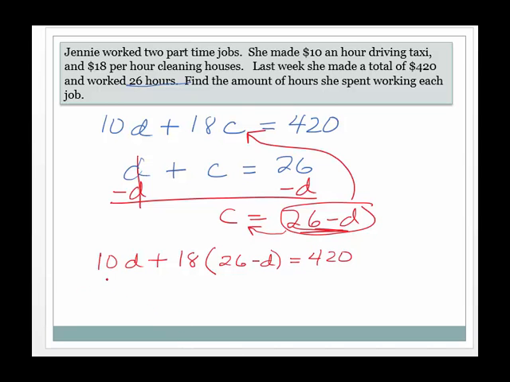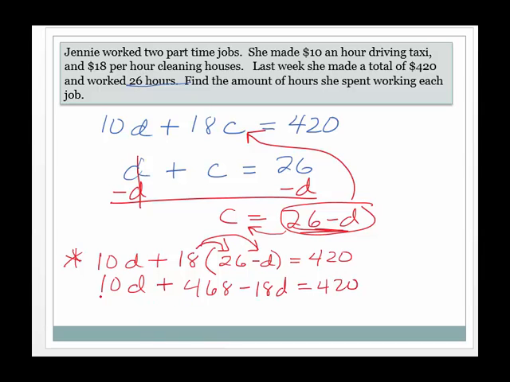And the reason we did that is now we have an equation right here that only has one variable in it. It has a D in it. So let's solve this. 10D plus, when I take 18 times 26, I get 468 minus 18D. All I did was take this times this and this times this. That's called distributing. Equals 420.